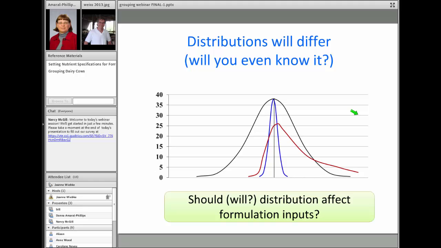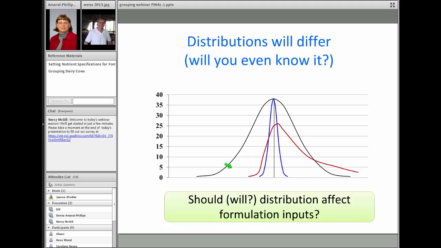The other thing is, within pens and within farms, you're going to have different distributions. As an example, I have this black line. Let's just say this is milk production, with high variation in this particular pen. Contrast that to this blue line, where all the milk productions are pretty tight. You should have different formulation specs for this pen distribution than if this was your pen. You will formulate to different goals.